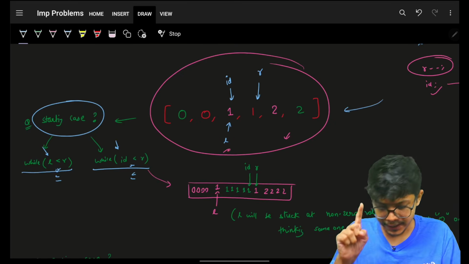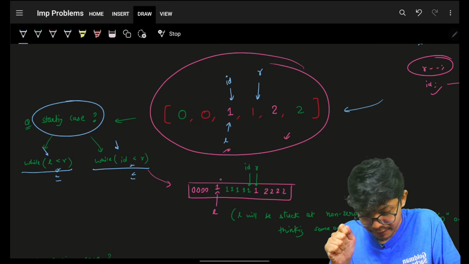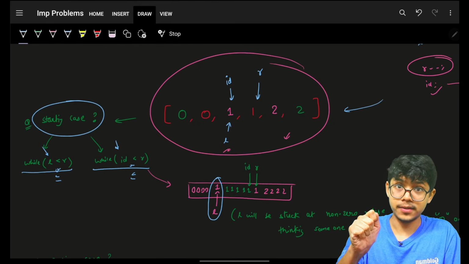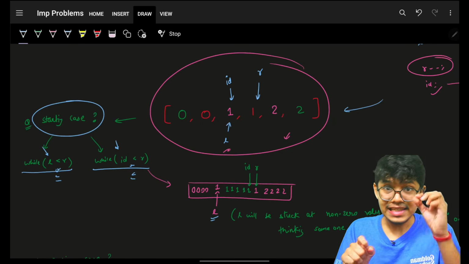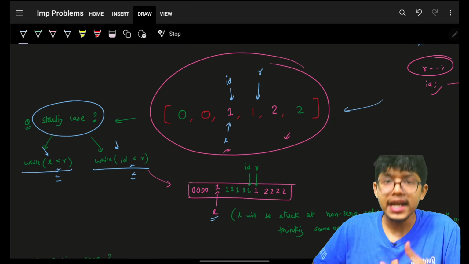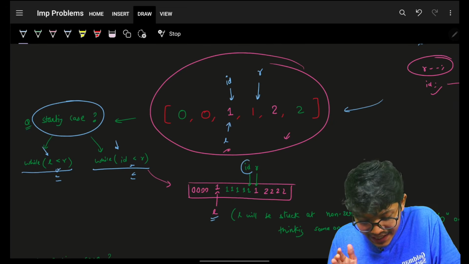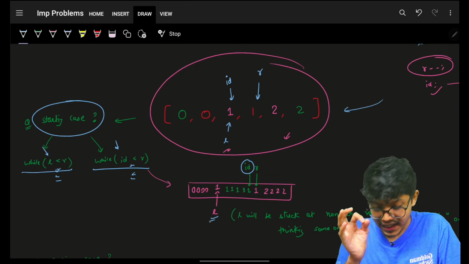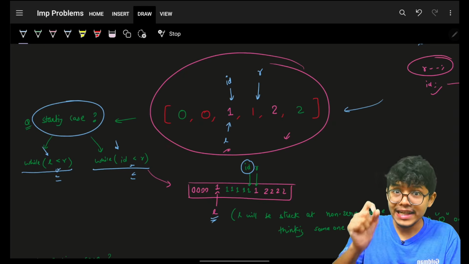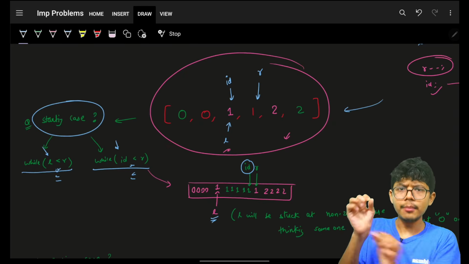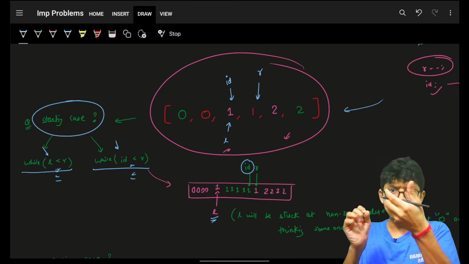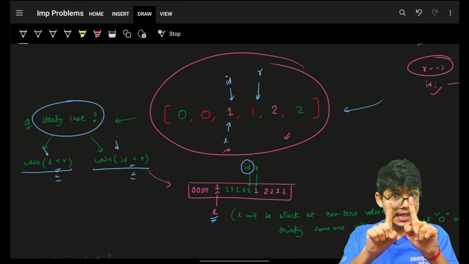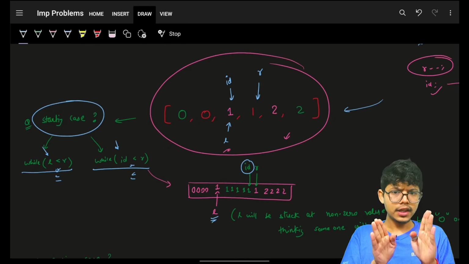We realize one thing: my L will be stuck at a location. It will be a candidate for my ID. ID will tell, okay, come and go at this L, or ID will tell, okay, come and go at this R. So ID is the master. He will tell whether he should go at L or R.